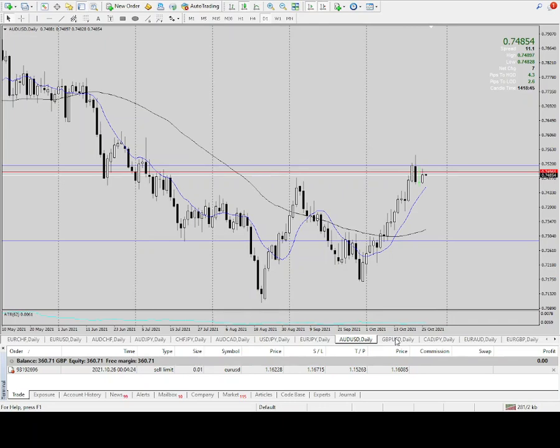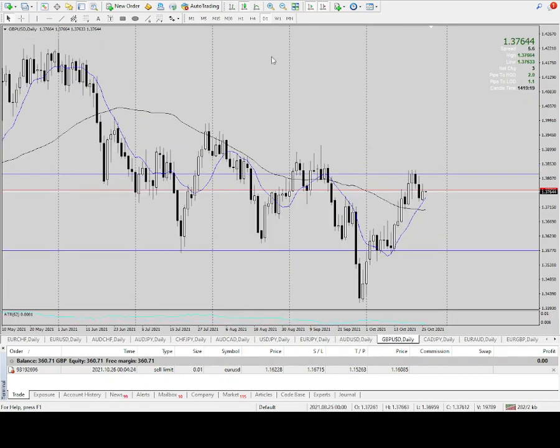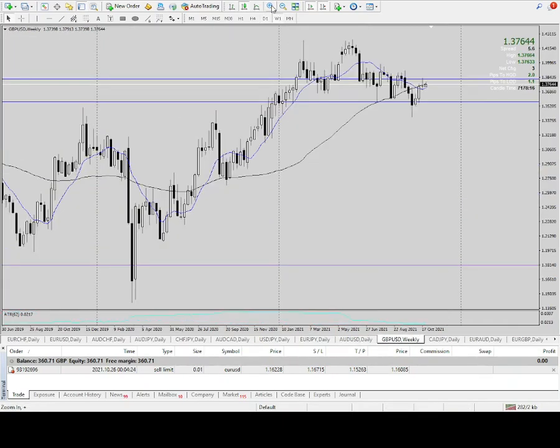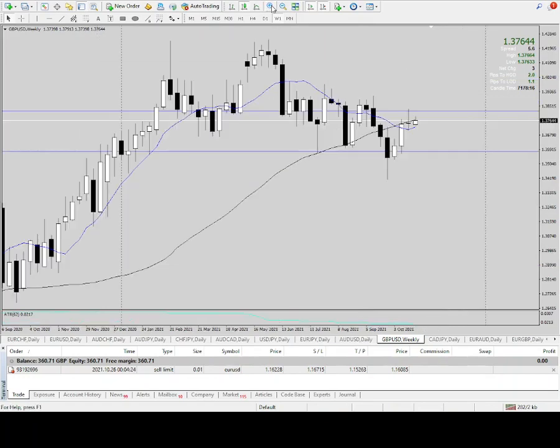Moving on to GBP USD. On the weekly, we can see a nice bullish move up, and then we see a sideways market, and then we see a 2-week bearish movement, and then we get this third candle, which is signifying weakness in that bullish move.